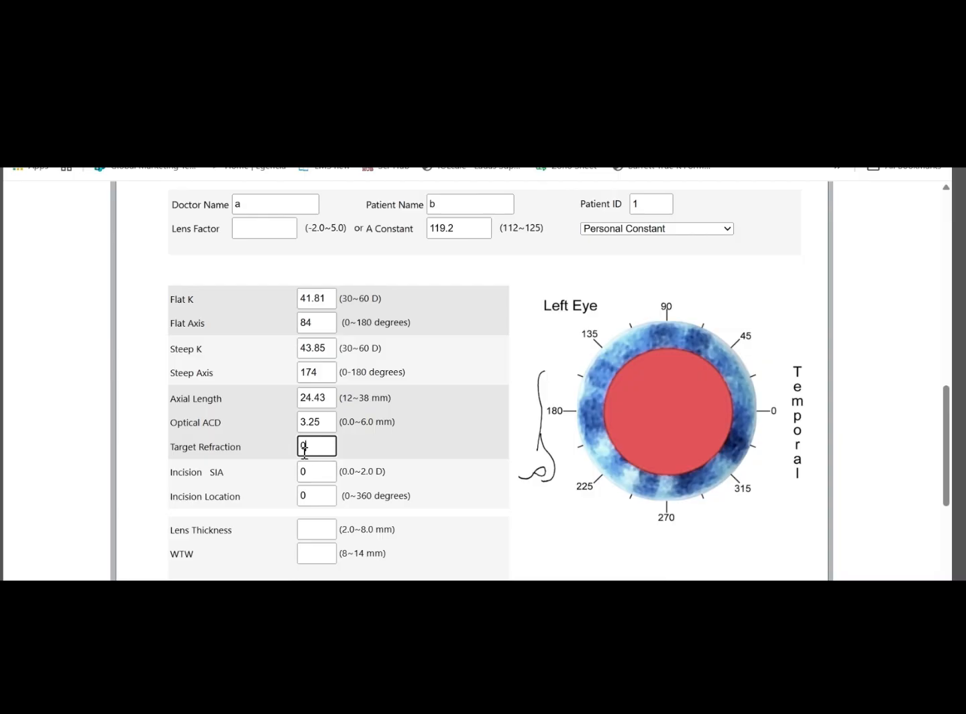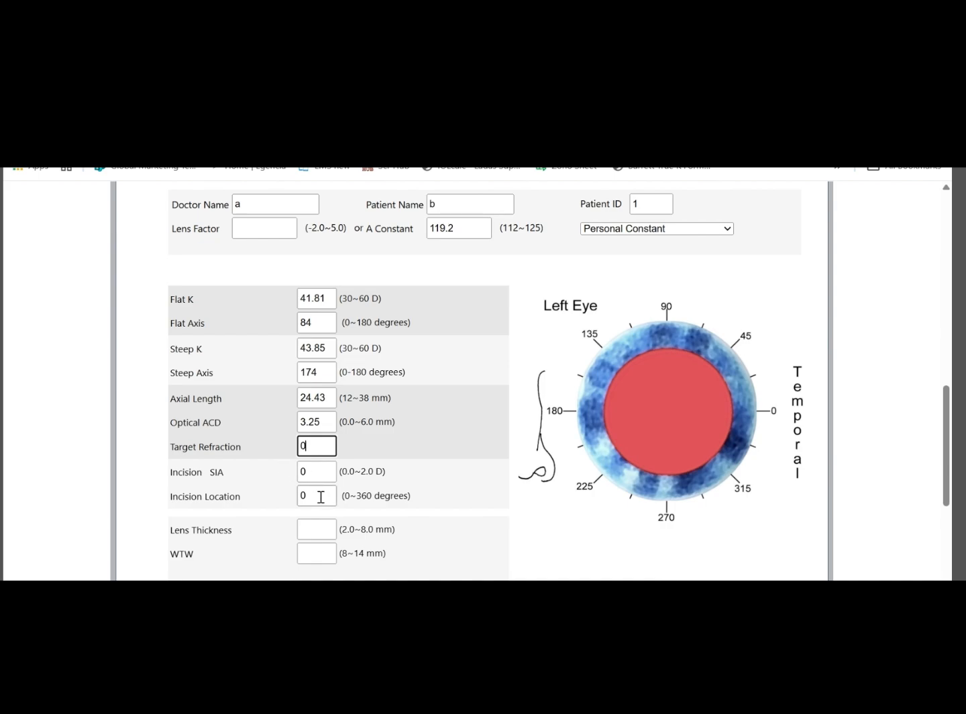The target refraction is, are you aiming for emmetropia? If you're aiming for emmetropia, this will be 0. Say, for example, you're aiming for a little myopia, say minus 0.25 or minus 0.50, then you have to put your target refraction here. Say I am targeting emmetropia here.